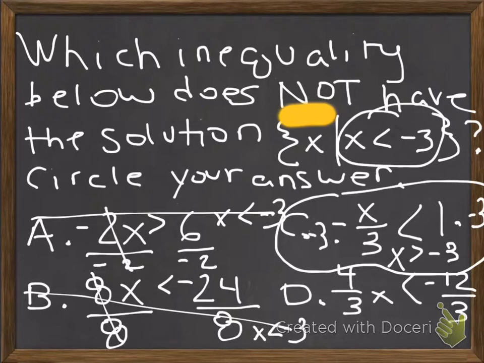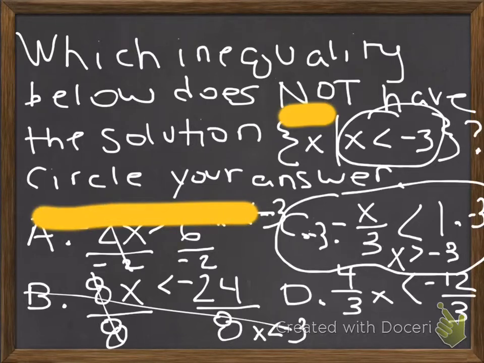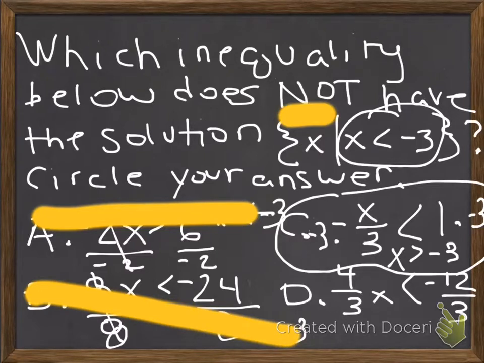So as you can see, for A, if you divide by -2 to solve for x, you are going to get x is less than -3, so that's not a solution that matches what the question is. And then B, you're dividing by 8, which also gives you x is less than -3. And then C, we're going to multiply by -3, which flips the symbol, so that gives us actually x is greater than -3. So that's going to be our answer, because that is not x is less than -3.